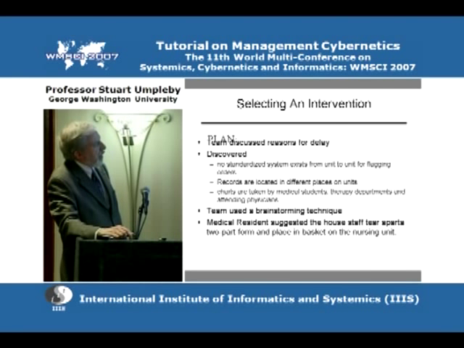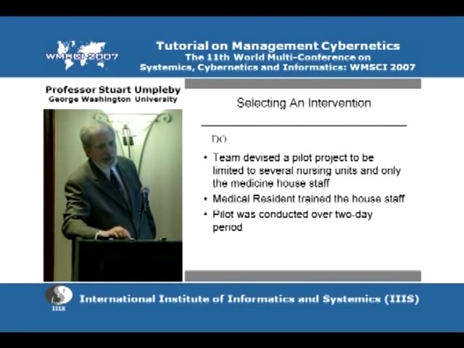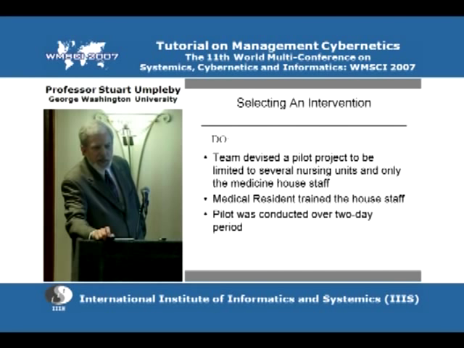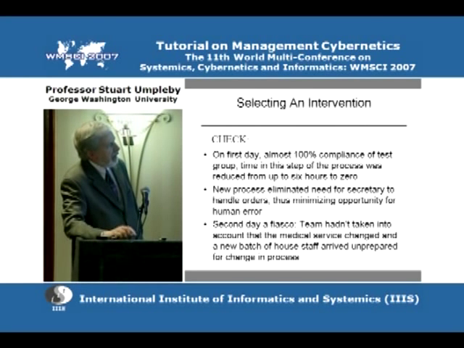So the team used a brainstorming technique, and the medical residents suggested that the house staff tear apart a two-part form and place it in the basket in the nursing unit. I don't really know exactly what that means. But in any case, they devised a pilot project to be limited to several nursing units and only the medicine house staff. The medical resident trained the house staff, and a pilot was conducted over a two-day period. So once again, you're testing the hypothesis that this will, in fact, produce an improvement.